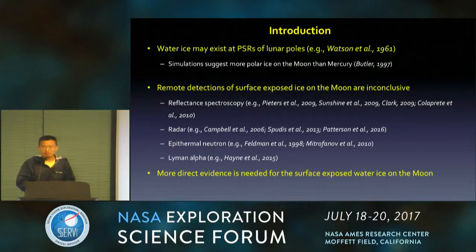Epithermal neutron is sensitive only to hydrogen, so it could be OH, H2O, or H. And the on and off band of Lyman alpha could be due to both OH and H2O. So we definitely need more direct evidence for surface exposed ice on the Moon.